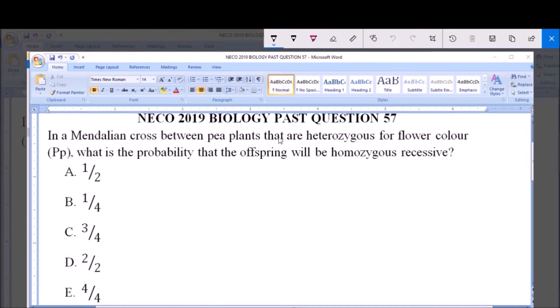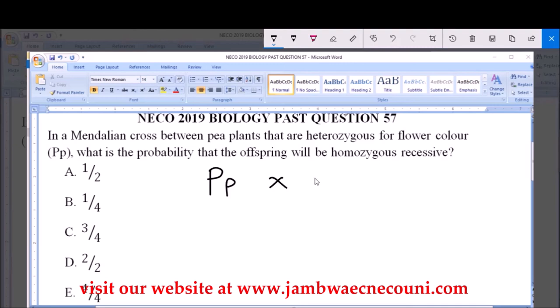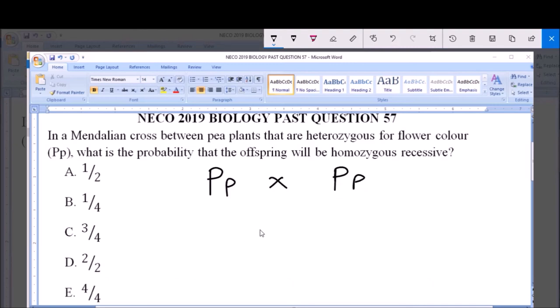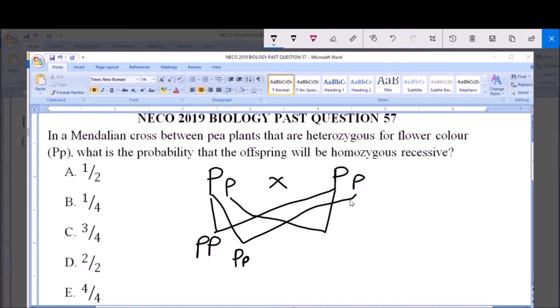Now, a Mendelian cross between pea plants that are heterozygous for flower color, Pp. So we have the first heterozygous plant crossed with the second heterozygous plant. By crossing these plants for the first filial generation, we'll have this. Here we have PP, homozygous dominant for this flower color, and Pp, heterozygous dominant. Then we'll also have Pp, heterozygous dominant, and then small pp, homozygous recessive for this flower.